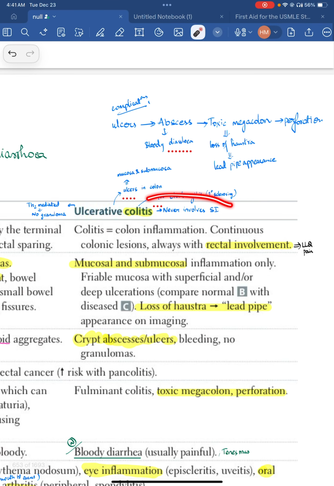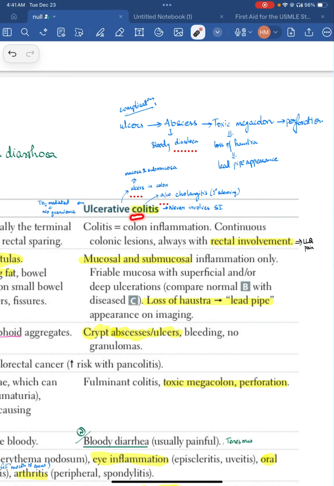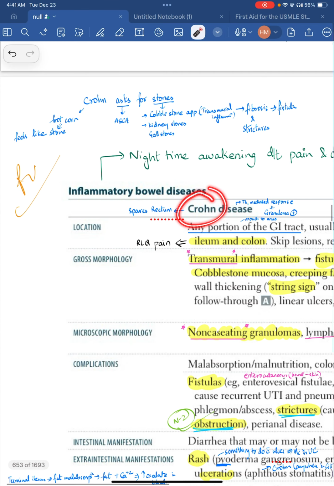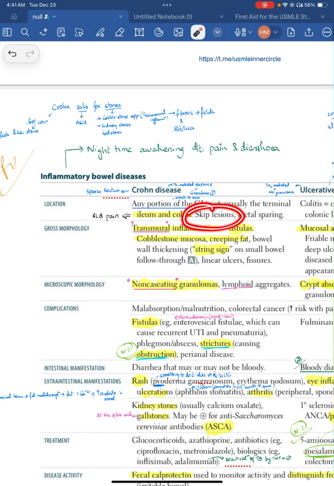It occurs in the colon and never involves the small intestine. And I remember it for continuous colonic lesion. Whereas in Crohn's, you have skip lesions. And Crohn's can occur in any portion of the GIT. From mouth to anus, it can occur anywhere. So you can have oral ulcers and you can have rectal ulcers.